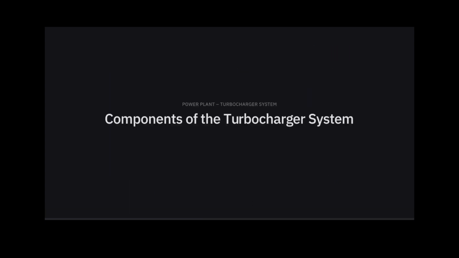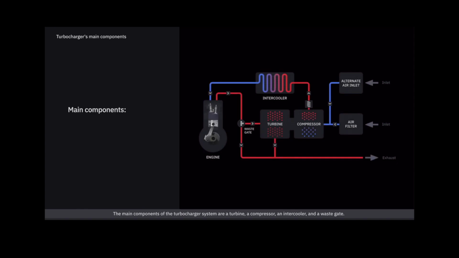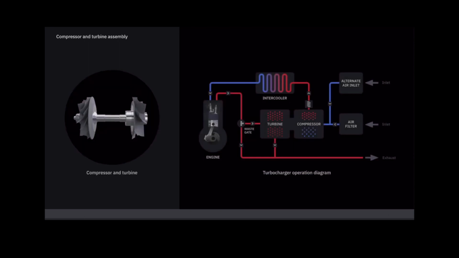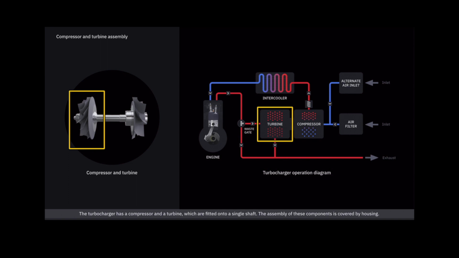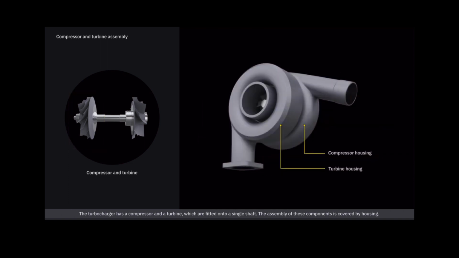Components of the turbocharger system. The main components of the turbocharger system are a turbine, a compressor, an intercooler, and a wastegate. The turbocharger has a compressor and a turbine, which are fitted onto a single shaft. The assembly of these components is covered by housing.